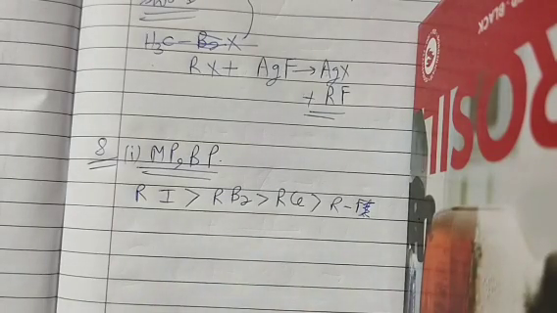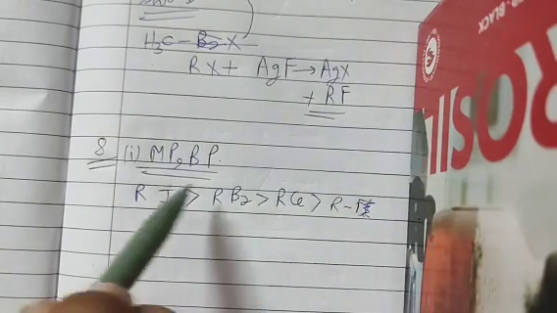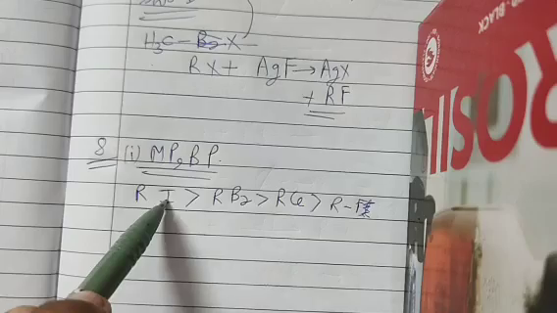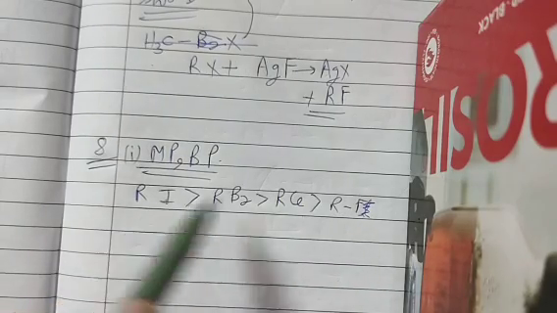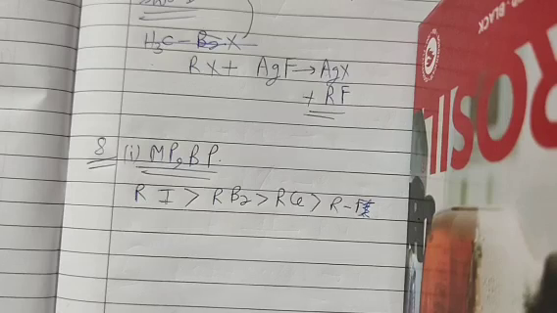Now why does this happen? This is because when the mass and the size of the atom increase, consequently the van der Waals forces also increase and the boiling point also increases. Whenever the van der Waals forces increase, the boiling point increases.